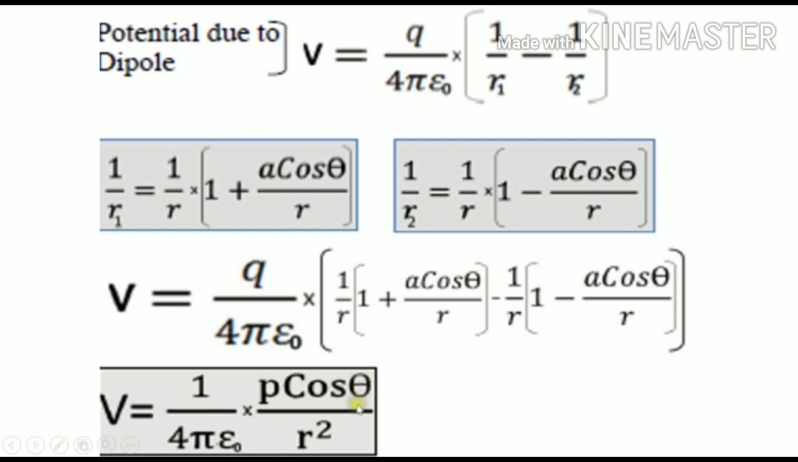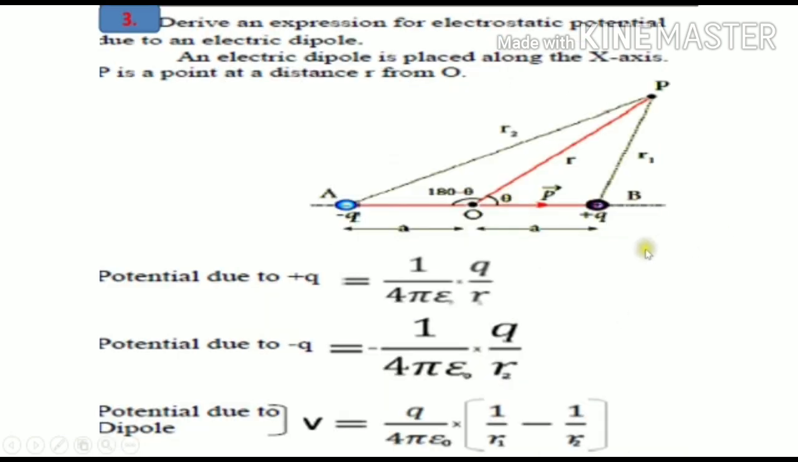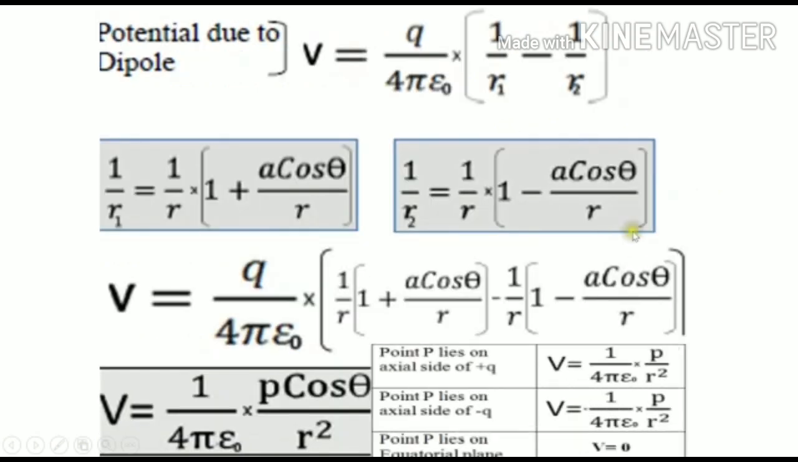Now we have to consider three cases. First case, when the point lies on the axial side of plus Q, that is, the point P lies along the axis on this side. Then what is the potential due to this dipole? That value can be calculated, and theta will be 0.